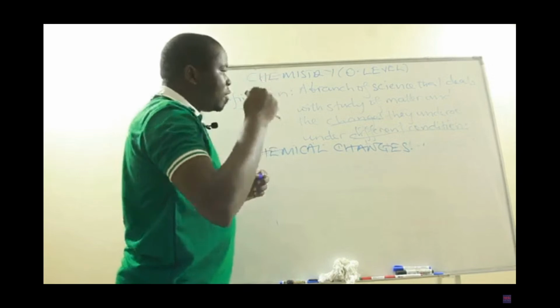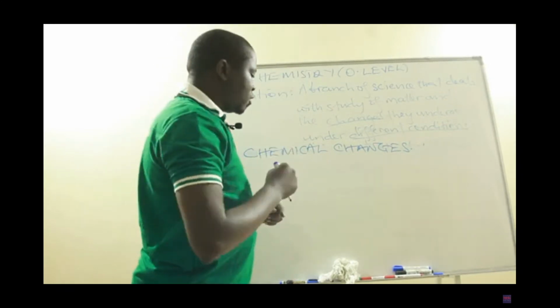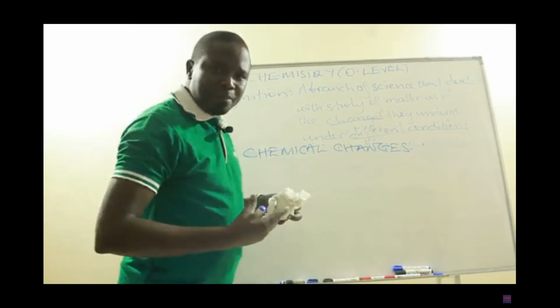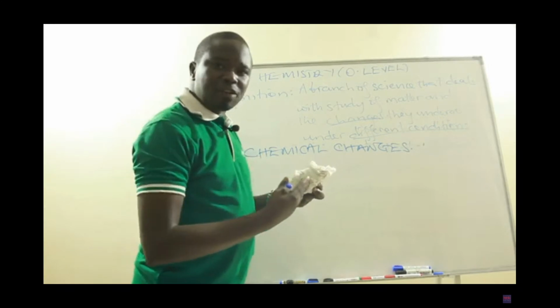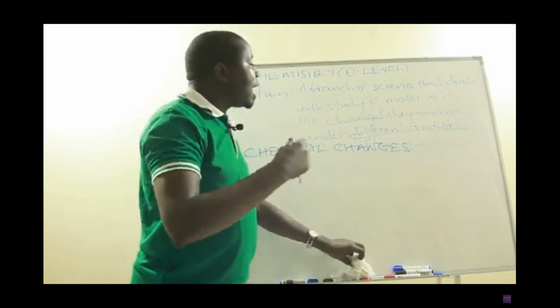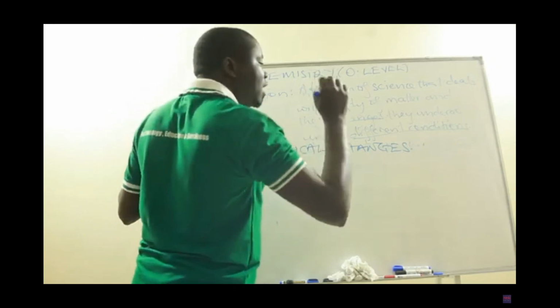Matter can undergo chemical changes apart from physical changes under certain conditions. Like for this paper, it has to be burnt. When it burns, it changes into ash. So the burning, or the application of heat, is what we call a condition for that change. So in a chemical change, a new substance is formed.